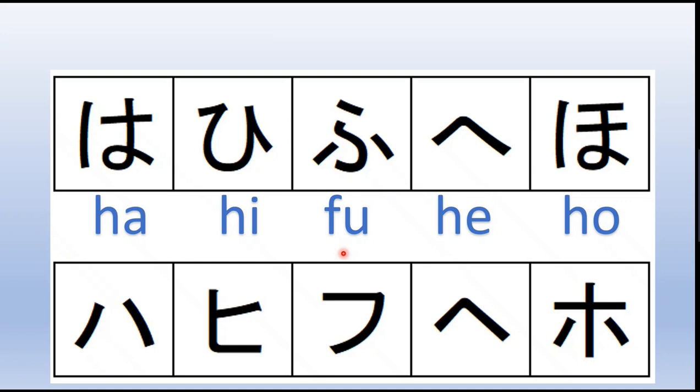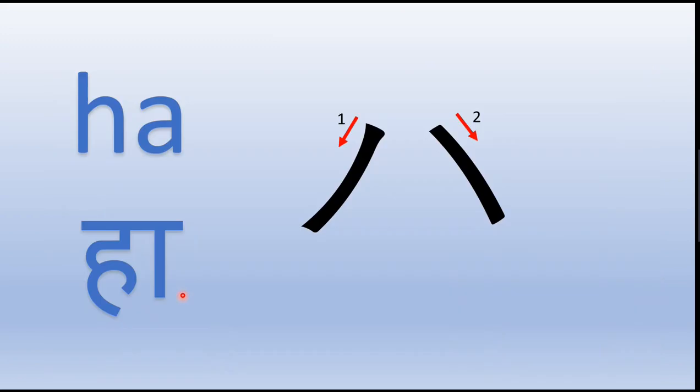Next is ha, hi, fu, he, ho. Here again we can see some similarities, especially in he, which is more or less the same. And we have some similarities in ho as well. Now let us see how we can write all these katakana alphabets.